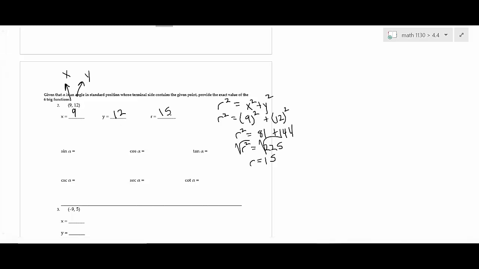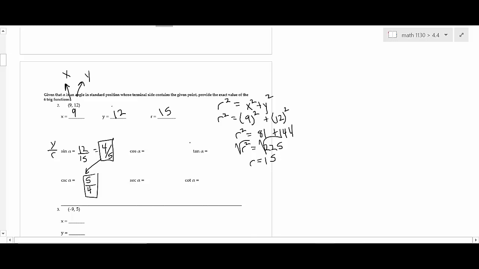So now we just go to our definition. It's real simple. The sine is y over r, so that would be 12 over 15. Then you want to reduce your fraction. You can reduce that by 3 to get 4/5. So the sine is 4/5. While you're at it, you might as well get the cosecant. The cosecant is just the reciprocal of the sine, so that's going to give 5/4.